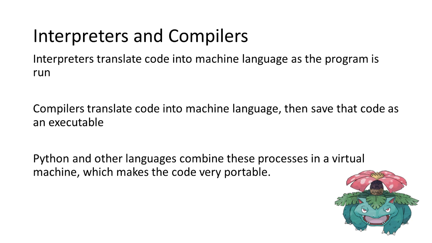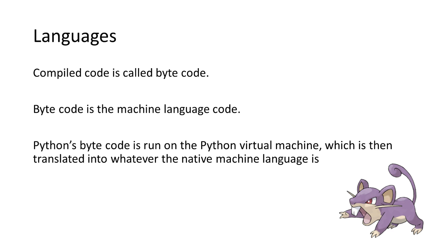Python and several other languages like Java or JavaScript combine these processes in what's called a virtual machine, which makes code very portable. It means that you can write your code on one machine and run it on another computer as long as it has the Python virtual machine, or VM. Compiled code is called bytecode, and bytecode is the machine language code. Python's bytecode is run on the virtual machine, which is then translated into whatever the native machine language is.